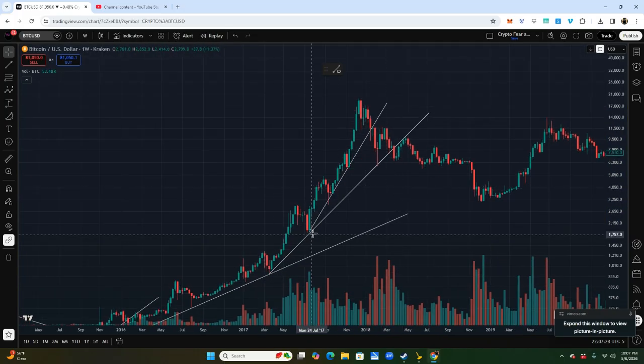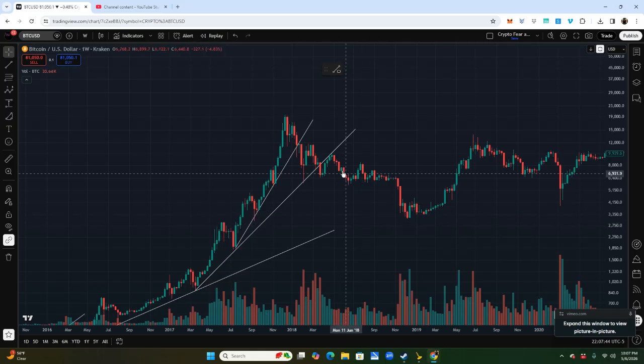Big concern. Once you break this trend line here, you're in really big trouble. And then you retested it and got rejected, and then really big trouble. Price dropped about 50% within a month or so on Bitcoin there. Okay, so that's how you can draw bull market trend lines and bear market trend lines.